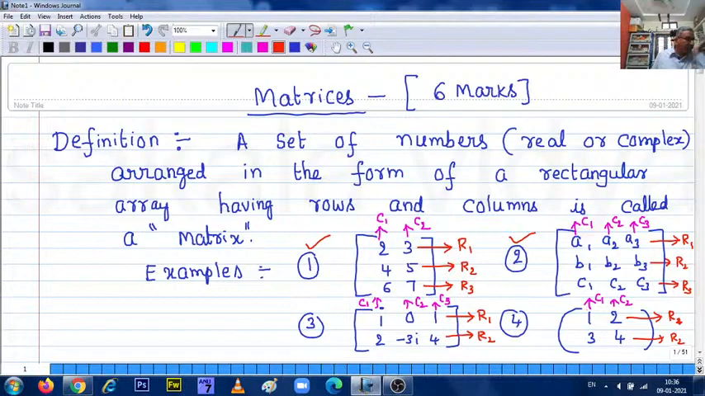And one more thing: this is horizontal, this is vertical. The horizontal lines of numbers are called rows. The vertical lines of numbers are called columns. Now 2, 3, 4, 5, 6, 7 are called the elements of this matrix. A1, A2, A3, B1, B2, B3, C1, C2, C3 are also elements of the second matrix. i, 0, 1, 2, minus 3i, 4 are elements too. That means the entries of a matrix are called elements.